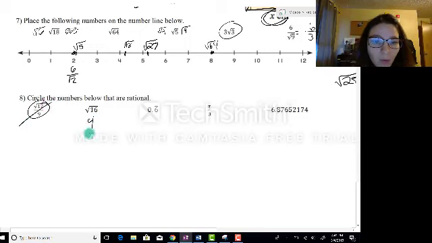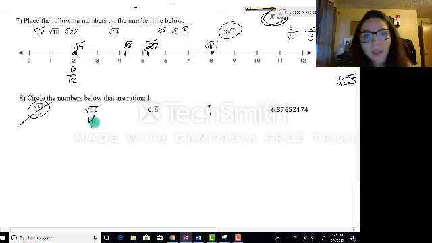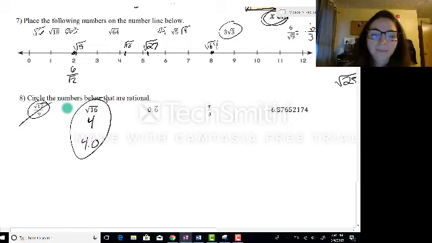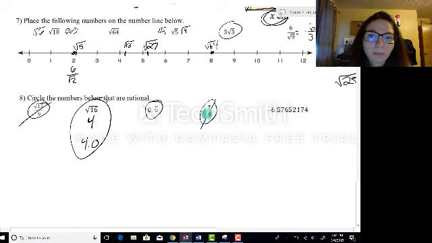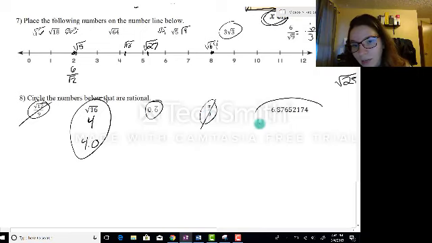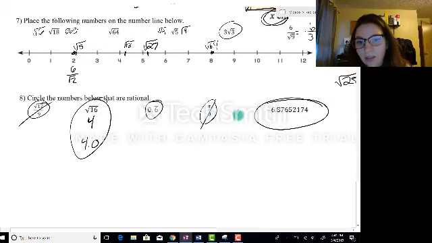Square root of 16 is 4, and that's a whole number, and in decimal form that terminates. So this one. And this is a repeating decimal, so that's a rational number. This one is not rational because it has pi. Pi is a famous irrational number, so that one can't be rational. And this one is rational because it does terminate, even though there is no pattern.